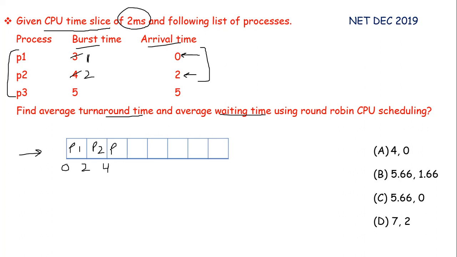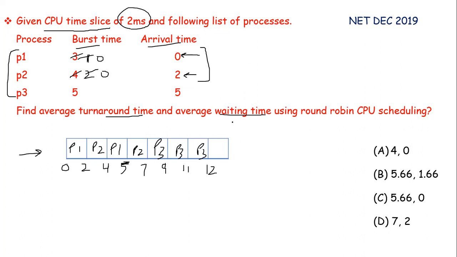So we will again allocate CPU to P1. Now burst time of P1 is only 1 time unit. So we will allocate CPU for 1 millisecond only. Now after this, P1 is fully executed. Next we will allocate CPU to P2 for 2 millisecond. After this, P2 is also fully executed. Now we are left with only P3. There is no other process. So only P3 will execute with a time slice of 2 milliseconds. Right? So this will be our Gantt chart for this question.